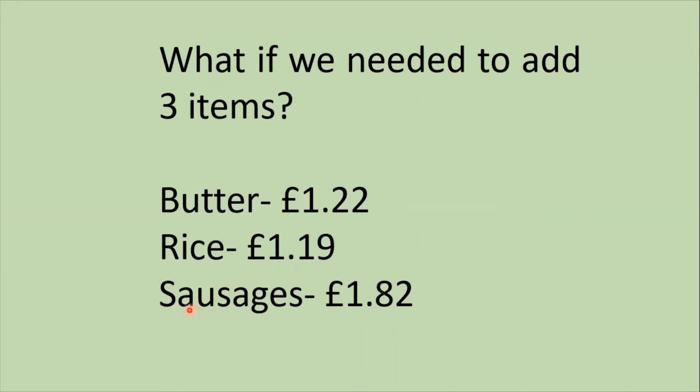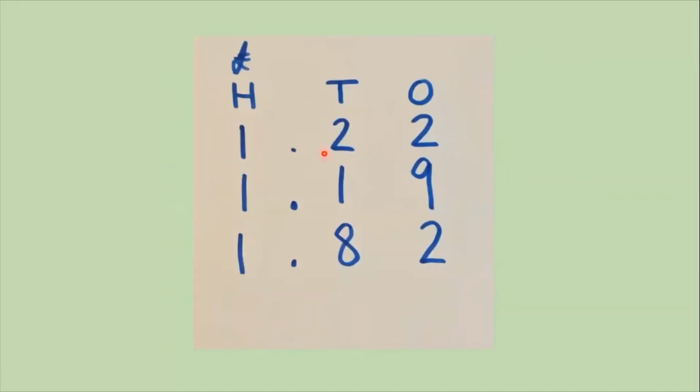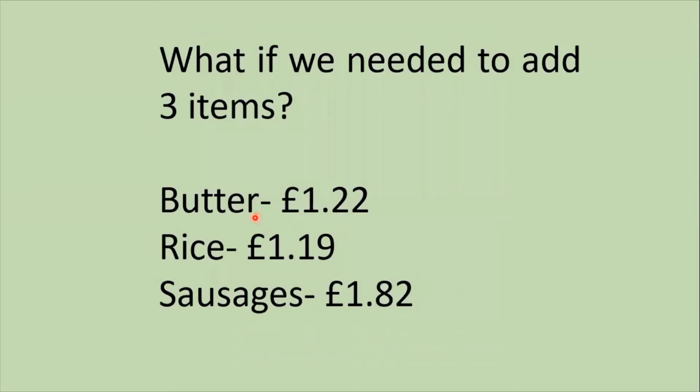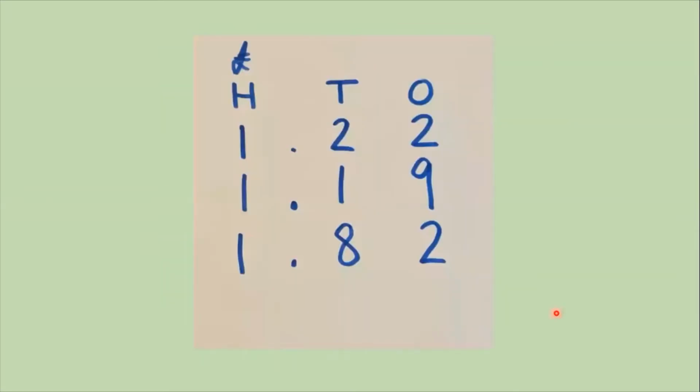And my sausages are £1 and 82 pence. Well done. Now I need to add all of these together, and I'm going to do it exactly the same way we have been doing with our column addition. I've just got 3 numbers in this addition. So I've laid it out. £1 and 22 pence, £1 and 19 pence, and £1 and 82 pence. That is the price of my butter, rice and sausages.